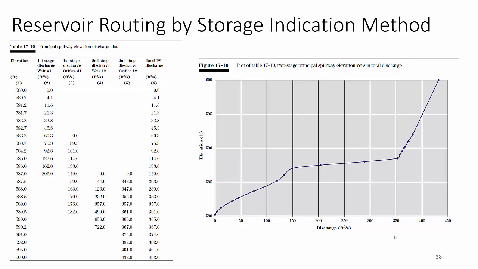So now that we've got a plot of our two-stage principal spillway elevation versus total discharge for our system, we can route flow through this system using the storage indication method, which is a matter of calculating the time-based storage for each stage. Now we have to take flow-based, elevation-based storage, which we have here, and outflow, and we have to then extract from this the variables we need in order to do the storage indication method, which we saw earlier.